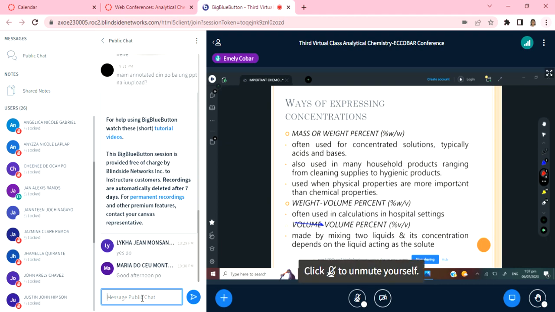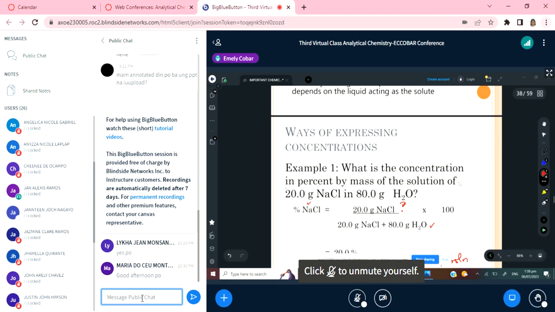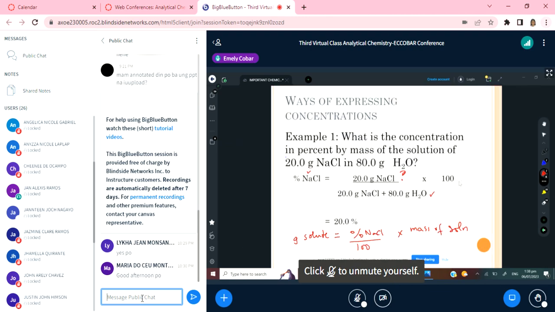And then volume percent naman is made by mixing two liquids and its concentration depends on the liquid acting as the solute. Dito naman, syempre, volume percent, ang solute at ang solvent natin is parehas na liquid. So kung sino yung mas konti, yun yung will act as a solute. Yung nakararami will act as the solvent. Next, ito na yung mga sample problem natin. What is number one?